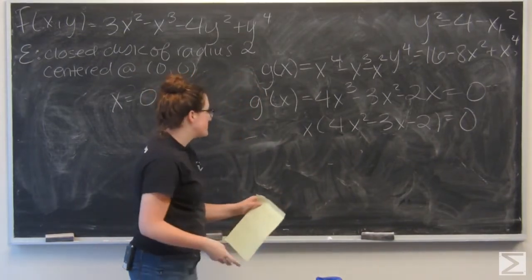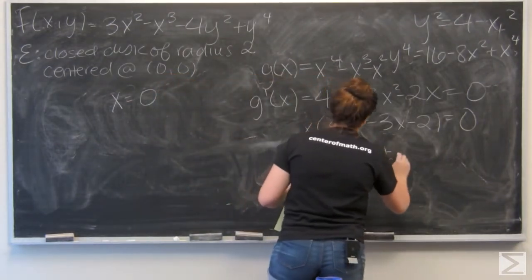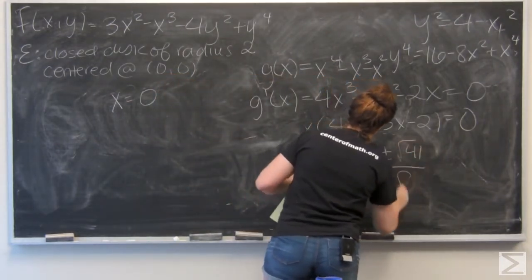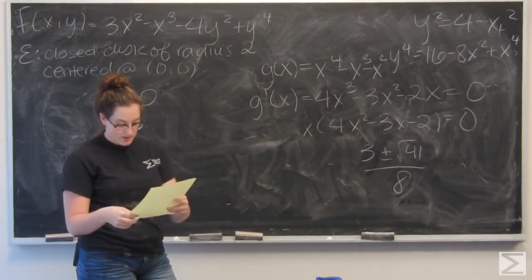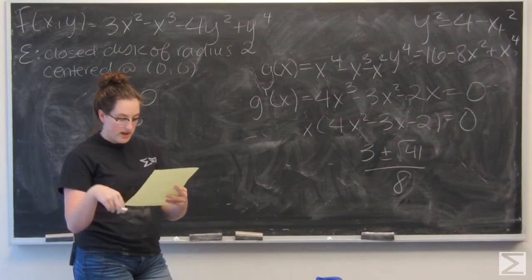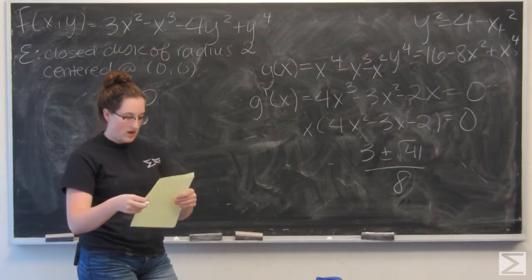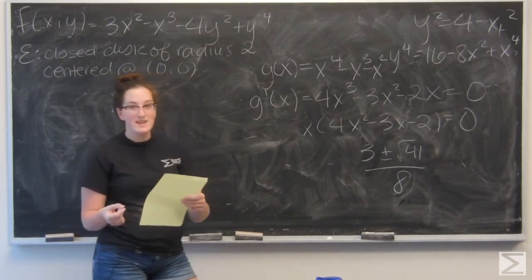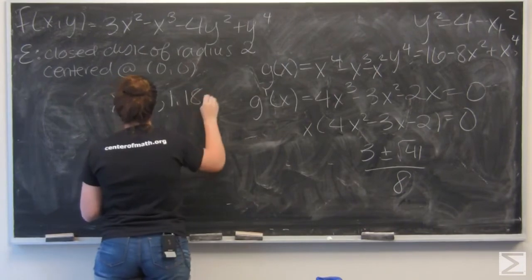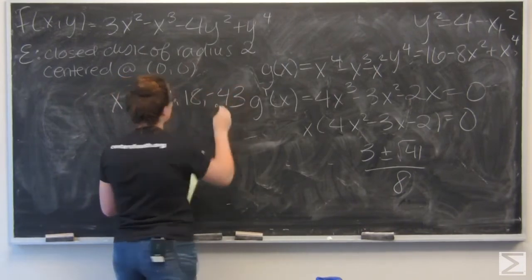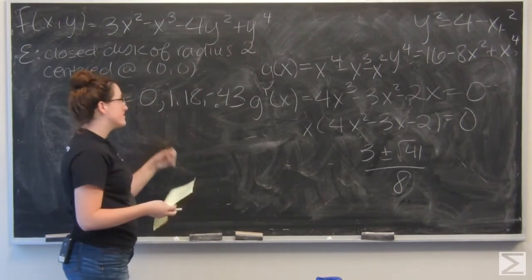You probably are going to want to do this in your calculator. It's going to be 3 plus and minus the square root of 41 over 8. And when I did that in my calculator earlier, I got 1.18 and, I'm sorry, negative 0.43. And then I just want to find the y values associated with that.